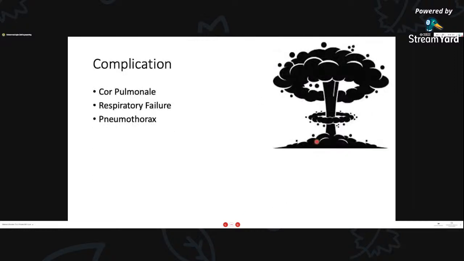Now we're going to look at some of the complications that we need to look for in our history as well as in our clinical examination. So first is cor pulmonale or pulmonary hypertension. It is postulated that because of the chronic hypoxia, and also because of the emphysema, eventually there will be a remodeling of the pulmonary vasculature. This remodeling will increase the pulmonary resistance, hence eventually leading to pulmonary hypertension.